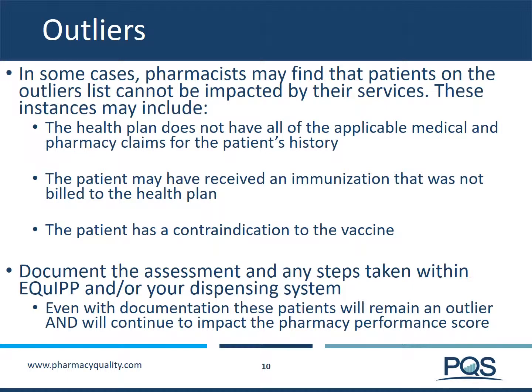It is important to note that in some cases, pharmacists may find that the patients on the outlier list cannot actually be impacted by their services. These instances may include the health plan does not have all of the applicable medical and pharmacy claims for the patient's history. The patient may have received a flu vaccine that was not billed to the health plan, perhaps at a community health center or something of that sort. Or the patient has a contraindication to the vaccine. Whatever the case may be, it is still good practice to document the assessment and intervention using the action clipboard.